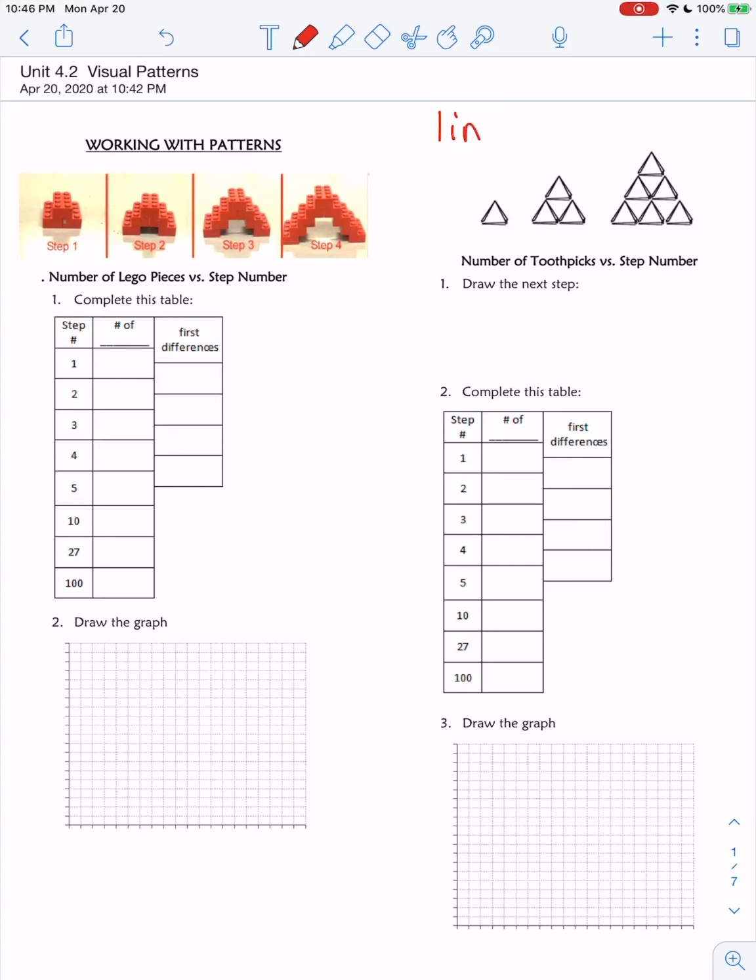Now, obviously on a graph, a linear pattern would be something that would graph a straight line, because the word linear, L-I-N-E-A-R, has the word line in it. So linear means a straight line, as opposed to nonlinear, which would mean not a straight line.